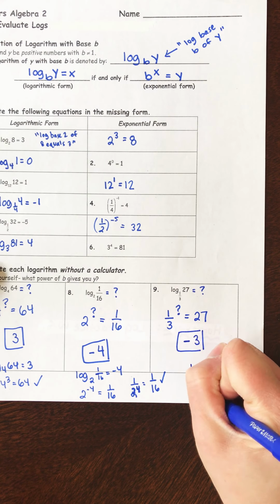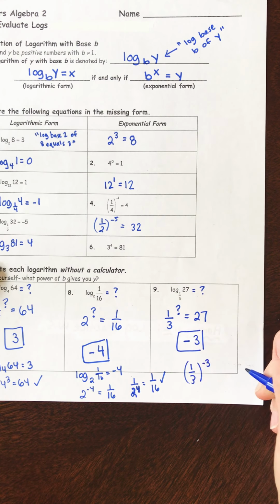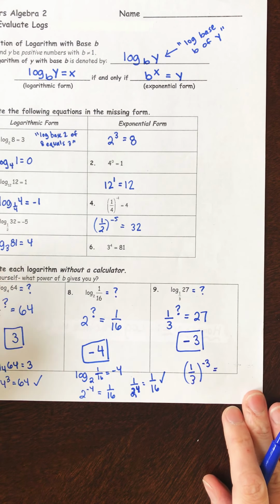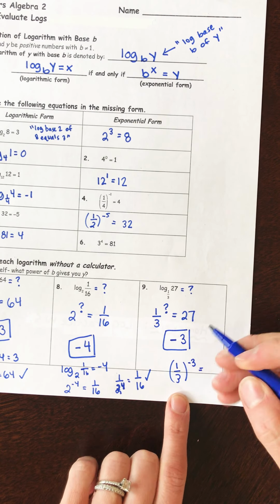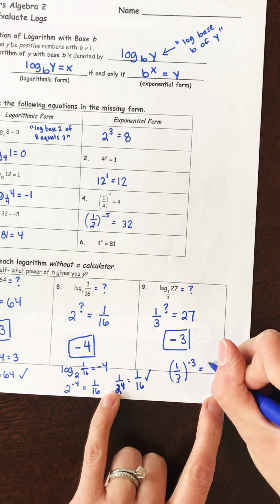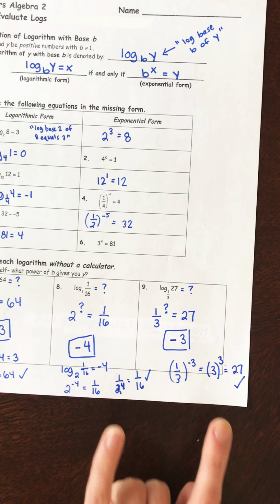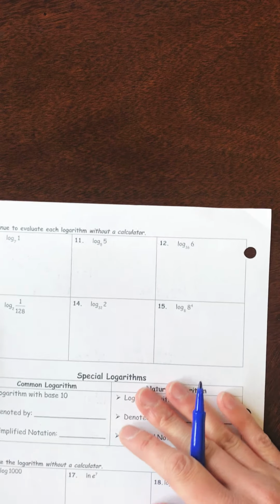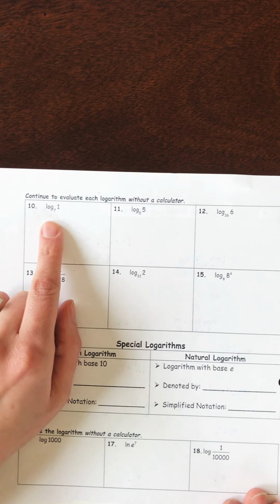Because 1/3 to the negative 3rd power, if I was following my exponent rules, I would flip 1 over 3 to become just 3. My exponent would change to a positive 3, and 3 to the 3rd is 27. Okay, let's look at a couple more. Okay, so let's evaluate here.